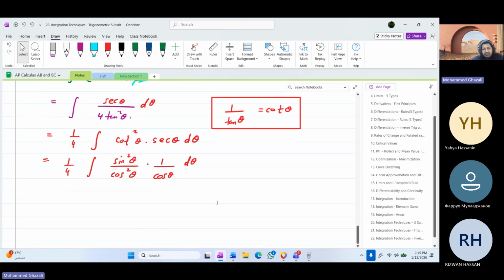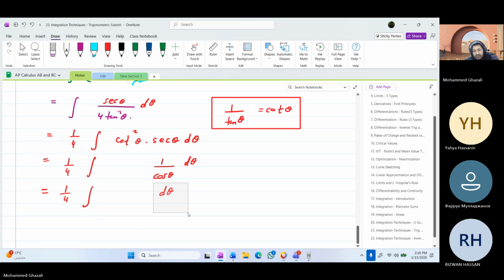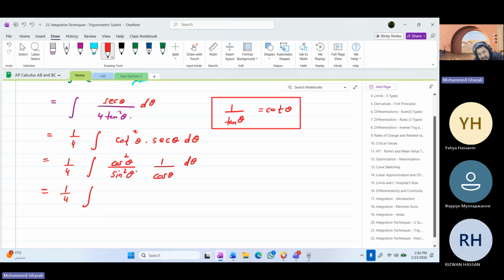Now we are here. So what we have here is quarter integral of sine squared theta over cos... Wait, isn't it cubed? Cot is cosine over sine. Oh, sorry, I put sine over cos. Thank you. Cot is cosine theta over sine theta, so cosine squared theta over sine squared theta. Great. So now we can cancel out one cosine here and one cosine there.